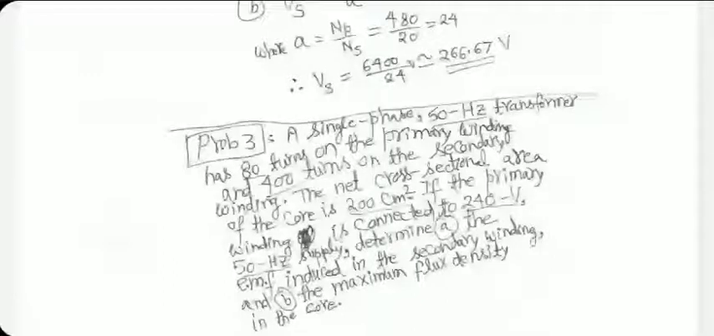Equations remain the same. The net cross-sectional area of the core is 200 centimeters square. Make sure you convert this into meters square, because the calculations normally are done in MKS system. If the primary winding is connected to a 240 volt 50 Hertz supply, determine the EMF induced in the secondary winding and the maximum flux density in the core. Again, you assume lossless case.